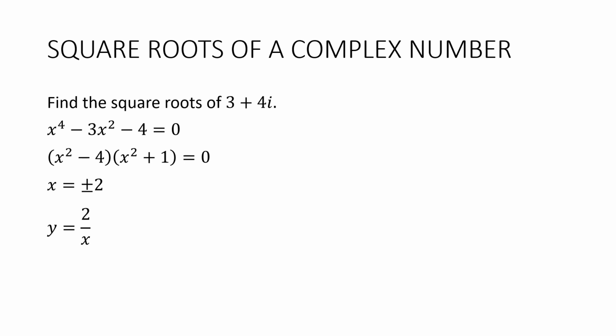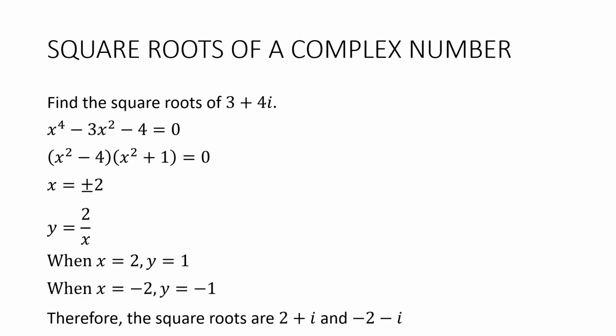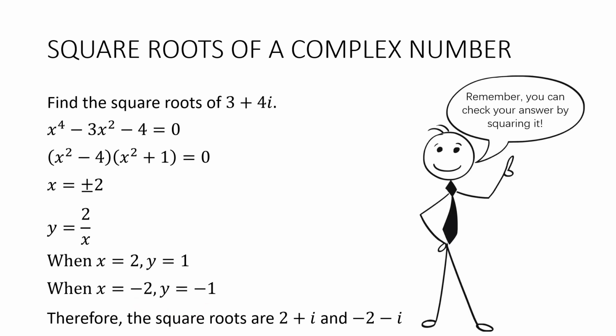Now we knew that y was equal to 2 over x, so substituting that into here, we get that y is either equal to 1 or negative 1. So we're ready to answer the question. The roots are going to be 2 plus i and negative 2 minus i. And remember, you can always check your answer by squaring it.